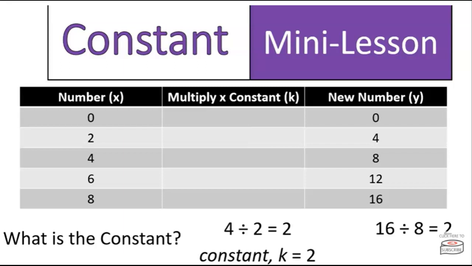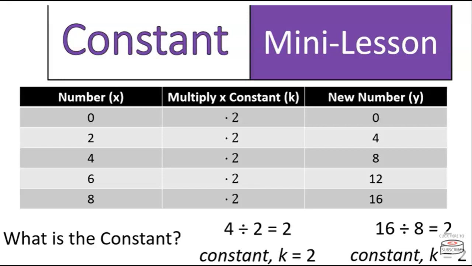Let me show you another example. If I were to pick the very bottom row, 16 divided by 8 gives me 2. Again, my constant is constant. It's the same. And that's what's great about constants, is that they will be consistently the same. So we know that we multiplied every x value times our constant of 2 to get our y values that you see there.